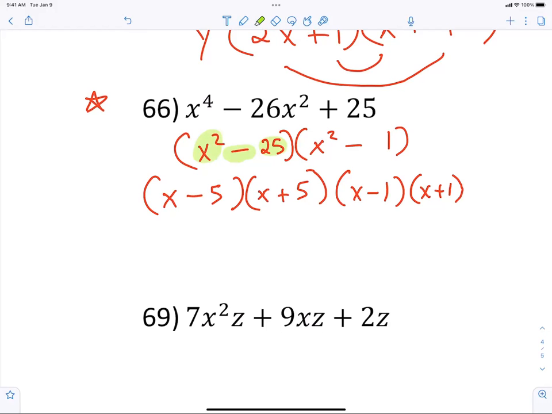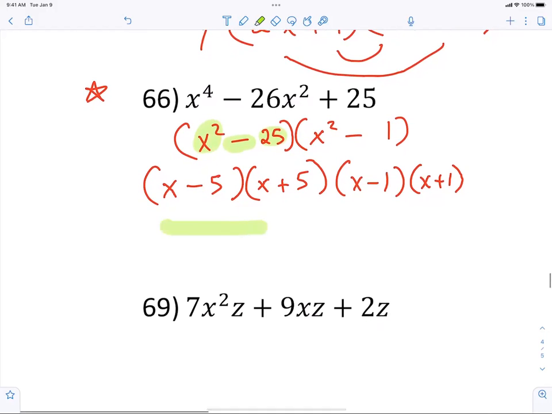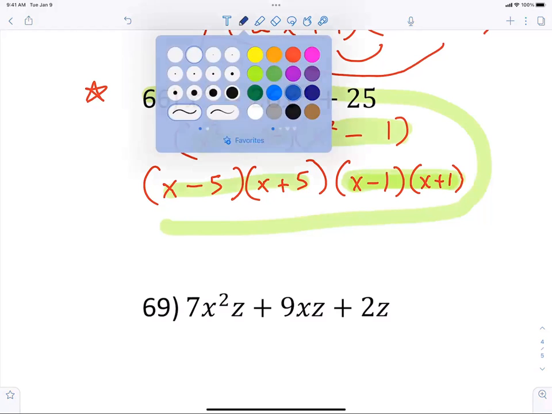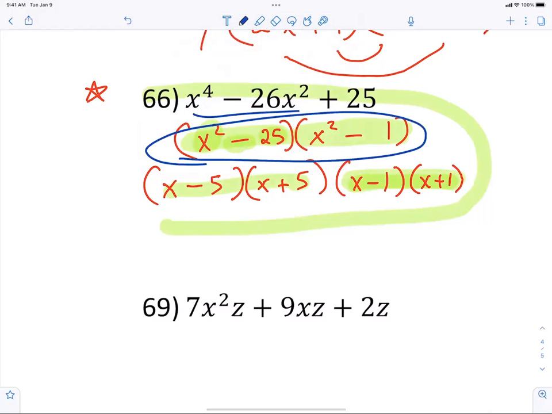All right. How do you check your work to see? Multiply all those out, and I promise you it's that. You multiply these two things together, you multiply these two things together. When I multiply x minus 5 times x plus 5, I will get x squared minus 25. When I multiply x minus 1 times x plus 1, I will get x squared minus 1. And then when I multiply these two things together, I will get that. All right, that's how it works.